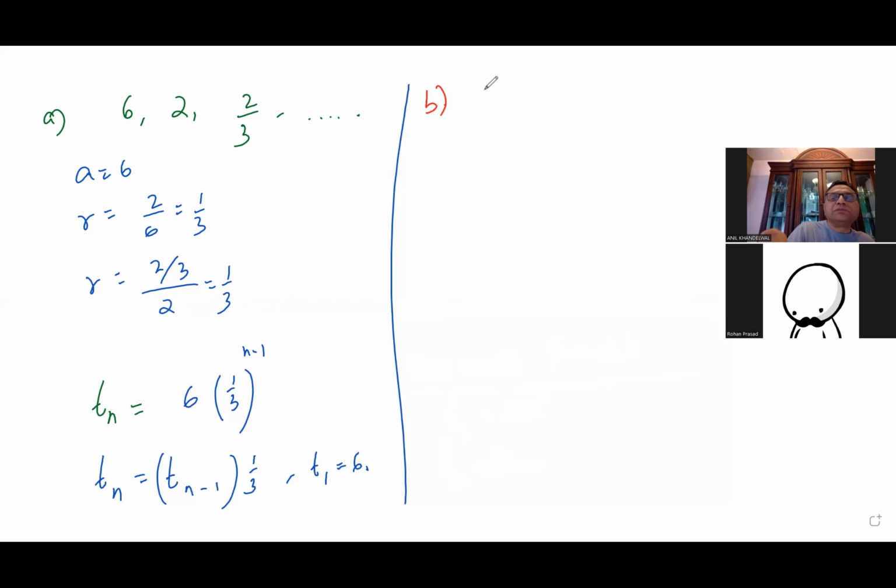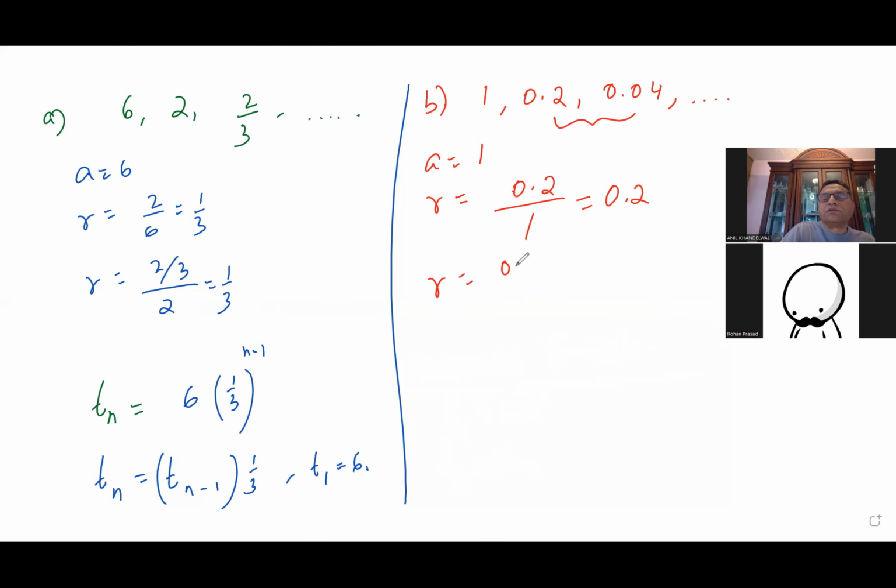Let's take one more example. 1, 0.2, 0.04. So in this case, what is A equal to? 1. What is R equal to? 0.2 divided by 1, which is 0.2, right? So let's check the other two terms also. 0.04 divided by 0.2. What do you get? 0.2.